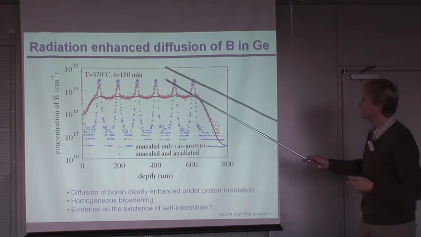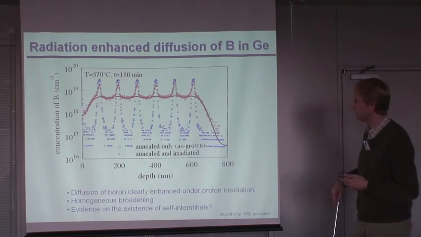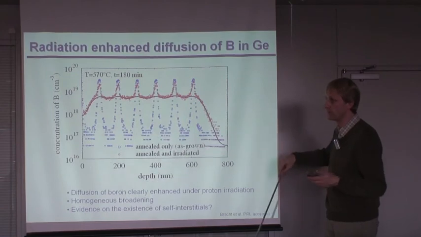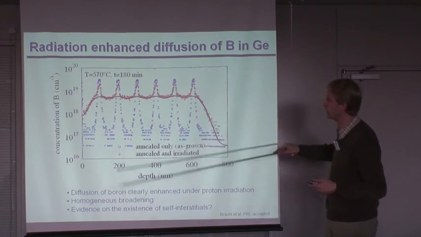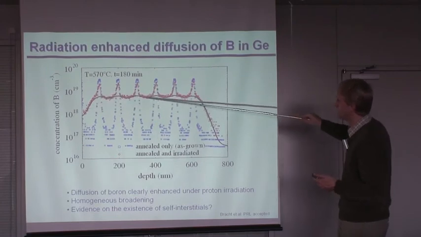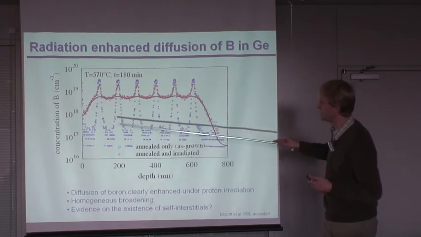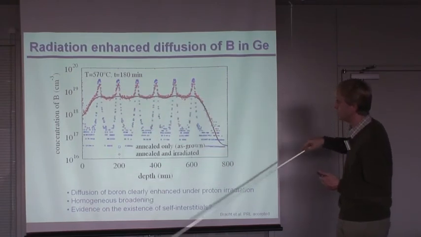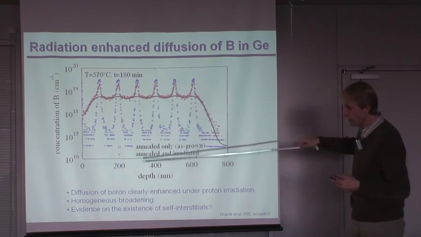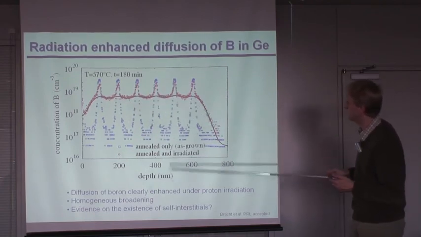One thing is to see how boron behaves under irradiation. And this is shown here. Again, you have a sample, a part of the sample covered, not exposed to the protons, the other part exposed to the protons. So the red one is the profile of boron after the proton irradiation, and the blue one is just the profile in the covered part of the sample.